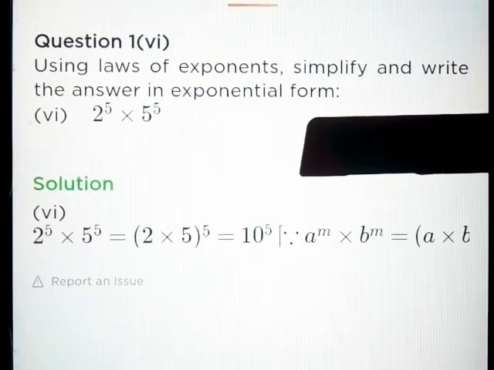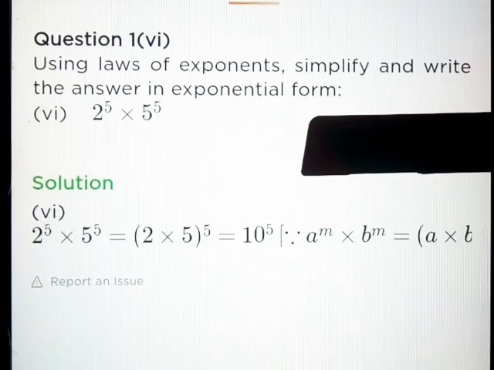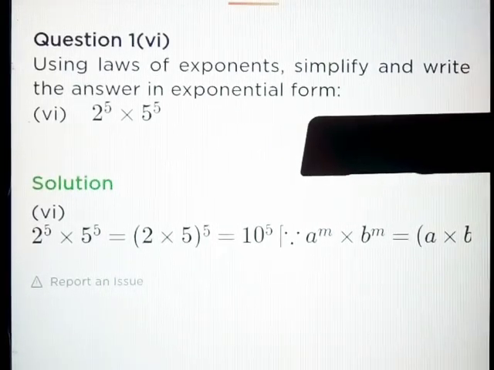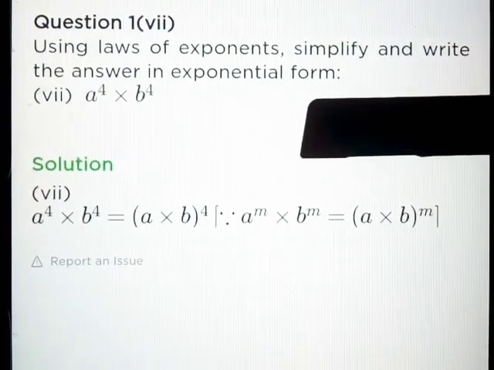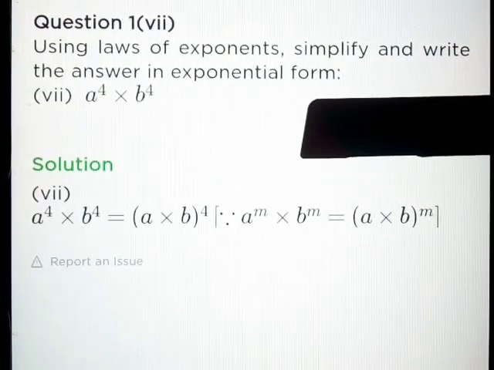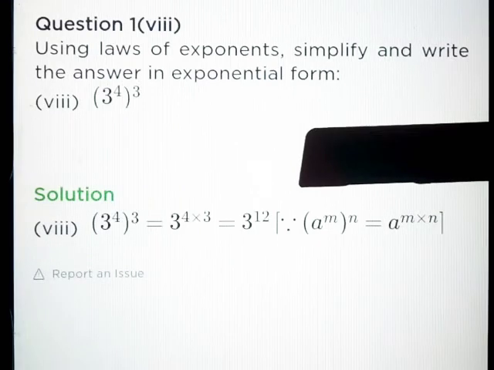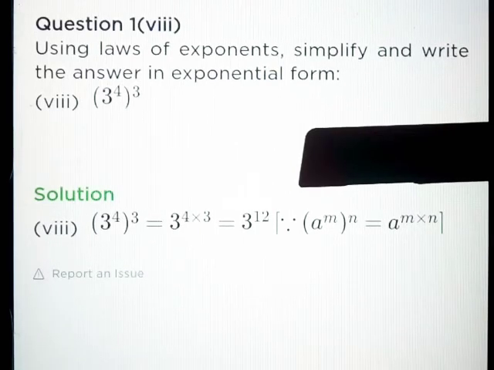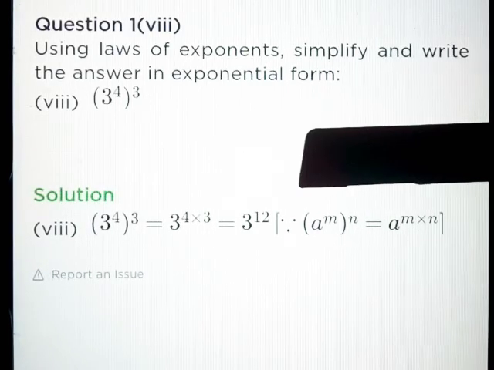Part F, 2 raised to power 5 into 5 raised to power 5 is equal to, answer, 10 raised to power 5. Part G, a raised to power 4 into b raised to power 4 is equal to a into b, whole raised to power 4. Part H, 3 raised to power 4, whole cube, is equal to, answer, 3 raised to power 12.